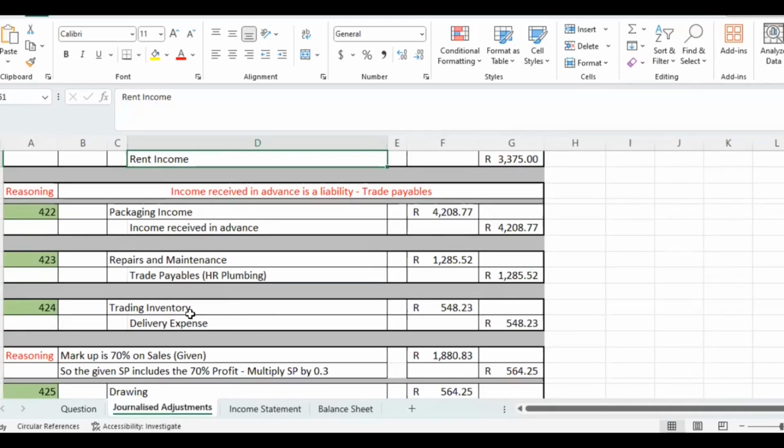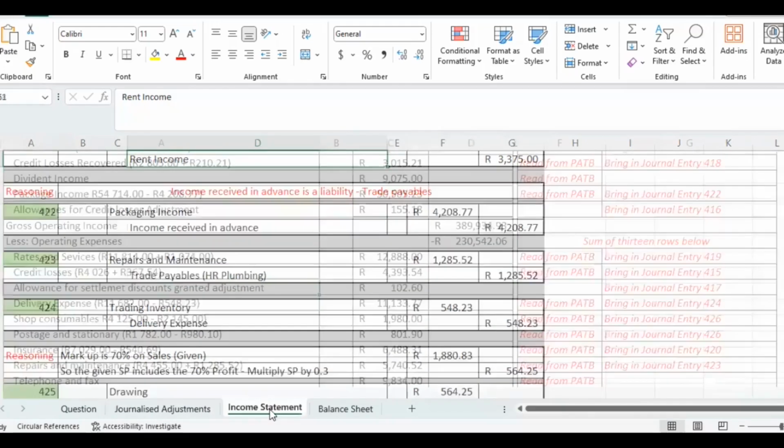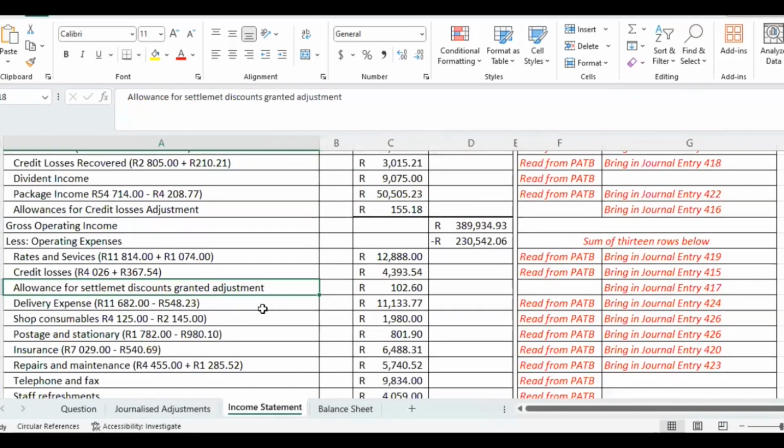This was where somebody thought that there was the delivery expense, and then we had to write back the transaction and write it to the correct transaction, which was trading inventory, and that is now reflecting here in our income statement because that amount was incorrectly charged to delivery expense, so it must be subtracted. Okay. Then what about shop consumables?